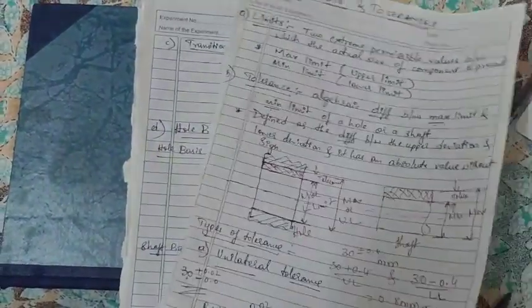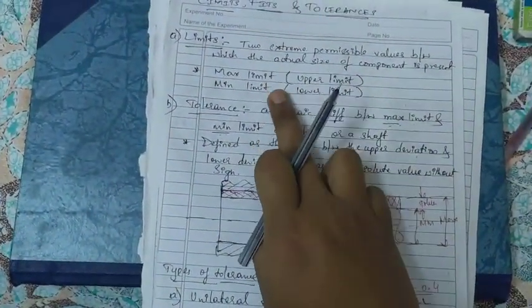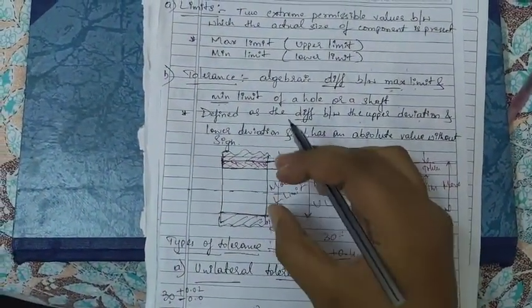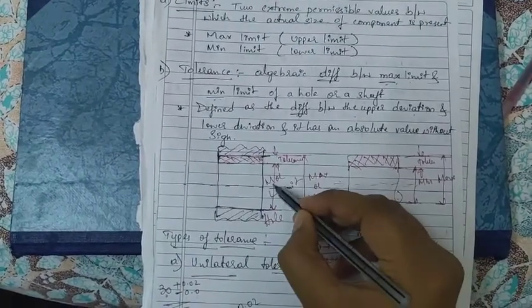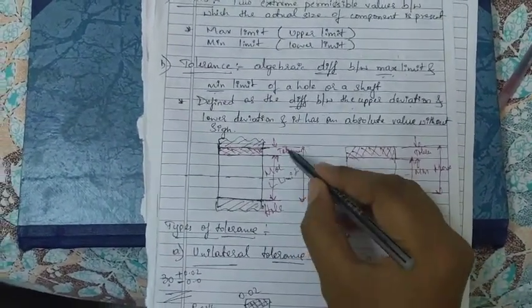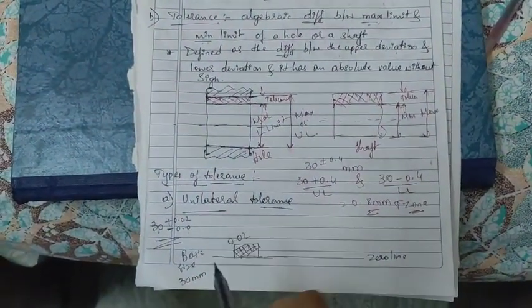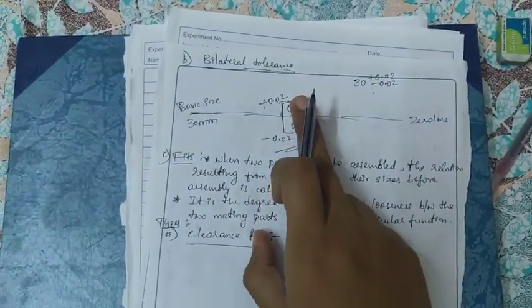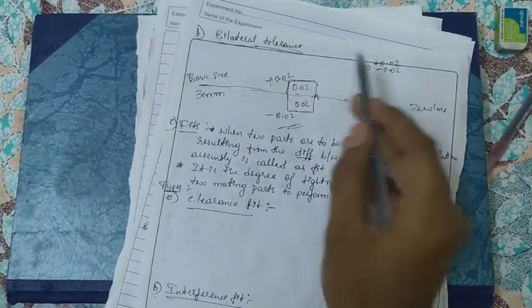So one type is unilateral and the second type is bilateral. And what are the limits? Limits are the maximum limit and the minimum limit. The difference between the maximum and the minimum is the tolerance. In that tolerance we have two types: unilateral, only on one side of the zero line, and bilateral, on both sides of the zero line, where you get both the upper limit and the lower limit.